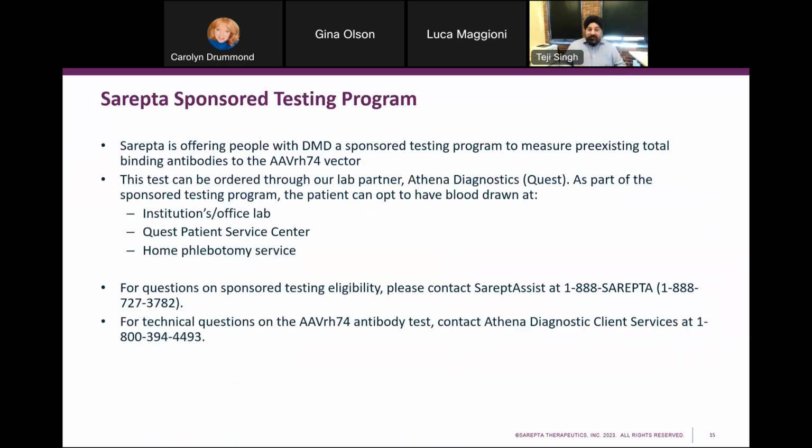Sarepta, based on these results, qualified this commercial assay. This is now an assay that we'll be using going forward for our commercial program. And we're actually offering the DMD community a sponsored testing program to measure for pre-existing total binding antibodies to AAV Rh74. This is for subjects that complete an enrollment form and qualify for the treatment. It can be initiated through us, through the Sarepta Assist program, or through the diagnostic partner, Athena Labs or Quest. And this would result in the results being available to the families within about 5 to 6 days after the test, if they qualify via the enrollment form.